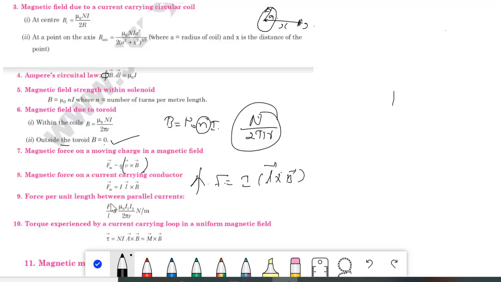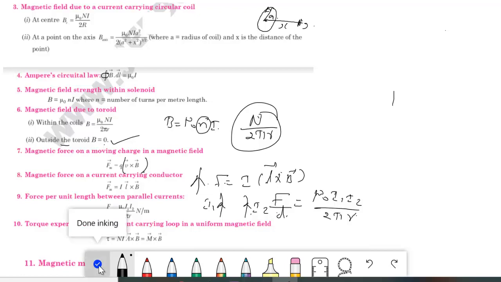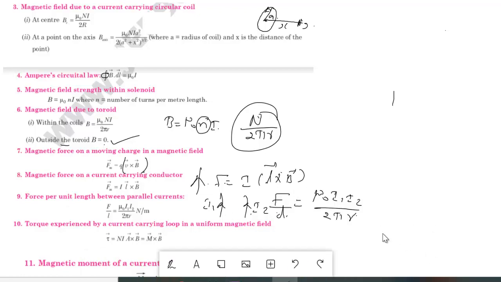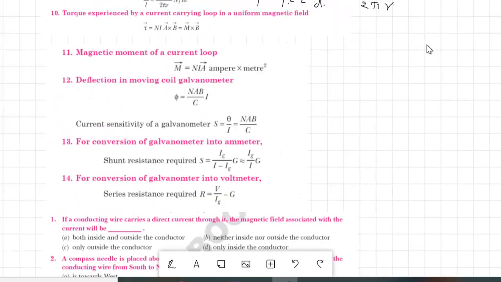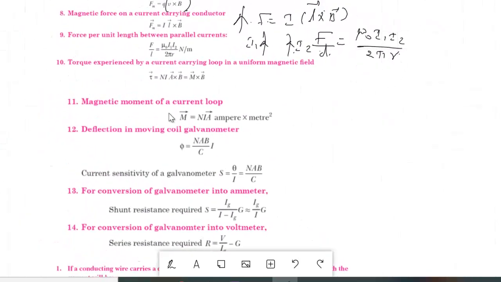Next is the force per unit length between two parallel conductors. I1 is the current flowing through one and I2 is the current flowing through the other. Then the force acting per unit length between the two parallel current carrying conductors is F by L equals mu 0 I1 I2 divided by 2 pi r.